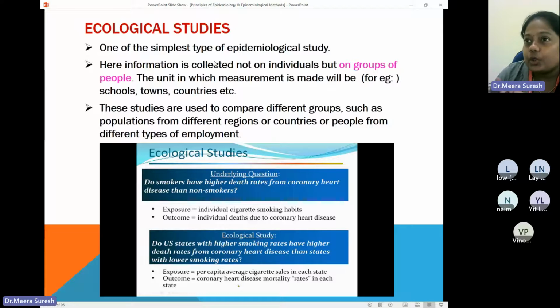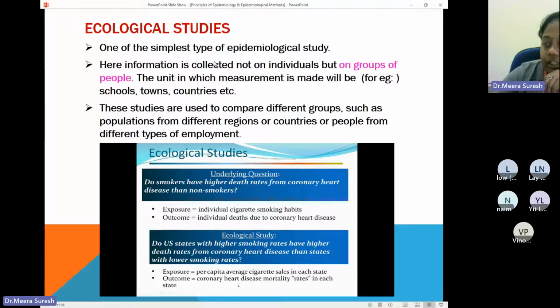But if we extrapolate this result to each individual, it is not possible, because it is not that everyone in New York has a higher tendency to develop coronary heart disease, because not everyone in New York City will be a smoker. But this type of study is done because it is very easy, less expensive, and data is very easy to collect. But the result we get, we can apply to the whole group, not to the individual person.